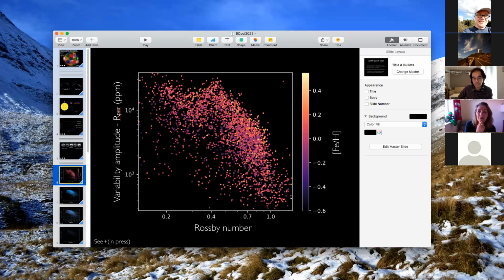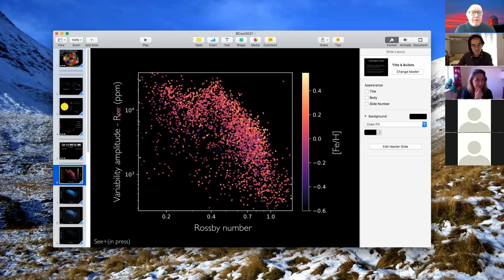Okay, we have another question from Thomas. Thanks, Victor, for a very nice talk. I was wondering if you could comment on how much, when you measure the variability amplitude, you measure the non-axisymmetric part of the activity. Could you comment on how much you think the axisymmetric part of the activity would play in this?